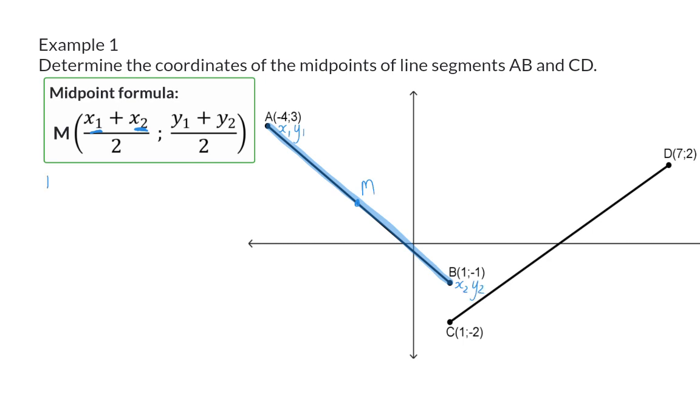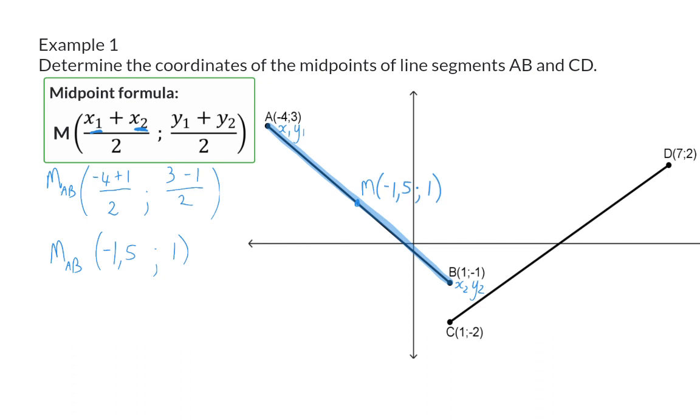So when determining M, the midpoint of A and B, I'm going to add the x value of A and the x value of B and divide by 2. Same for the y's, take the y value of A, add the y value of B and divide by 2. So the midpoint then has an x coordinate of -1.5 and a y coordinate of 1.